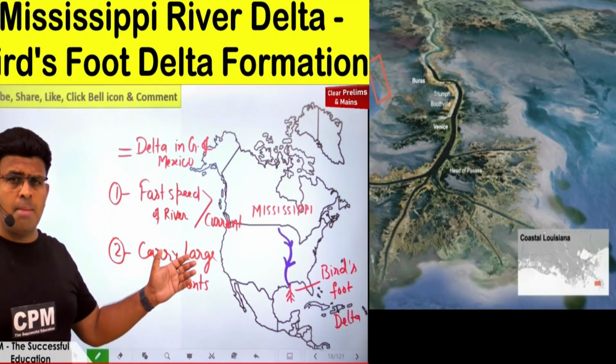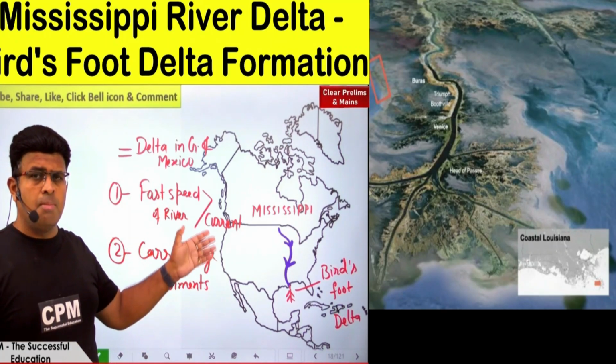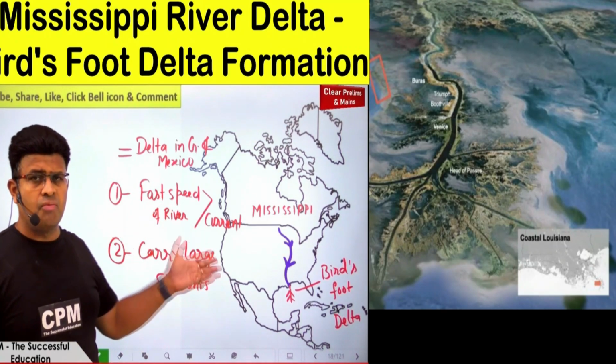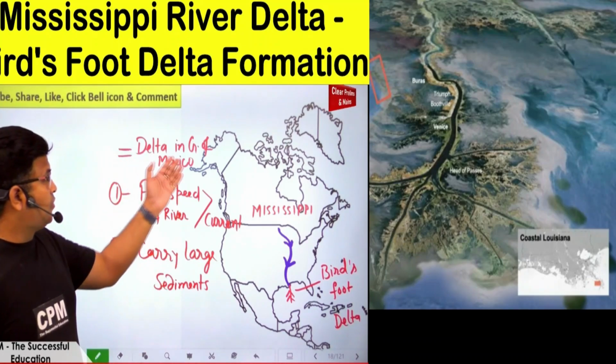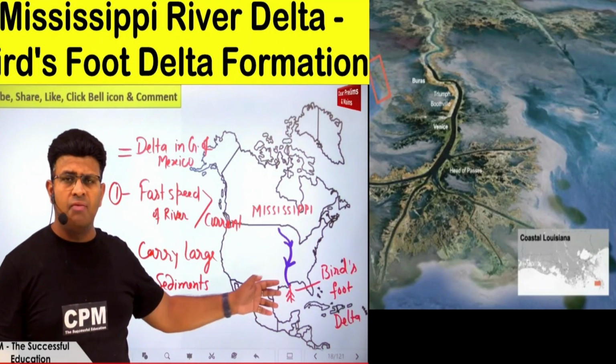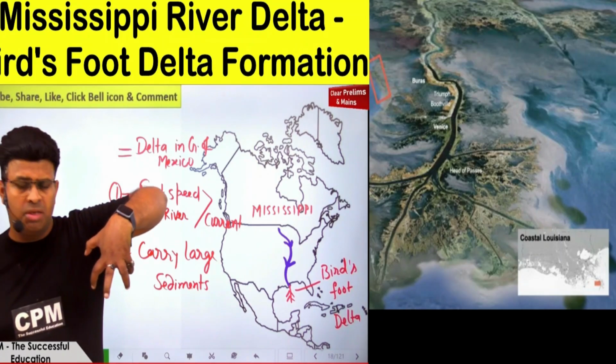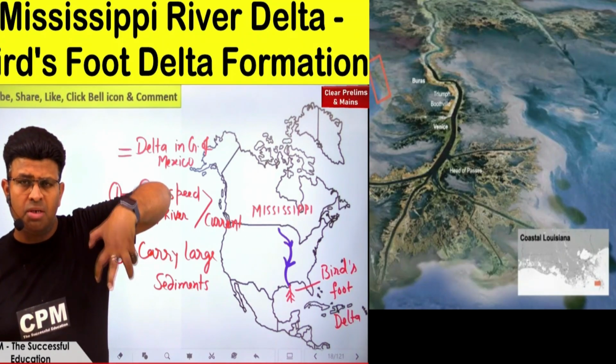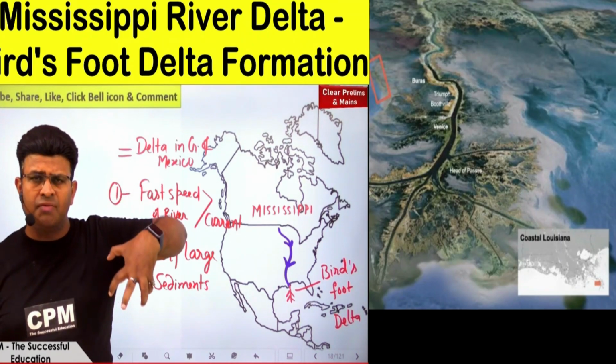Let us understand about Mississippi River makes bird's foot delta in Gulf of Mexico. Mississippi River makes Bird's Foot Delta in Gulf of Mexico, and the shape is like this, Bird's Foot. And why is it forming such?